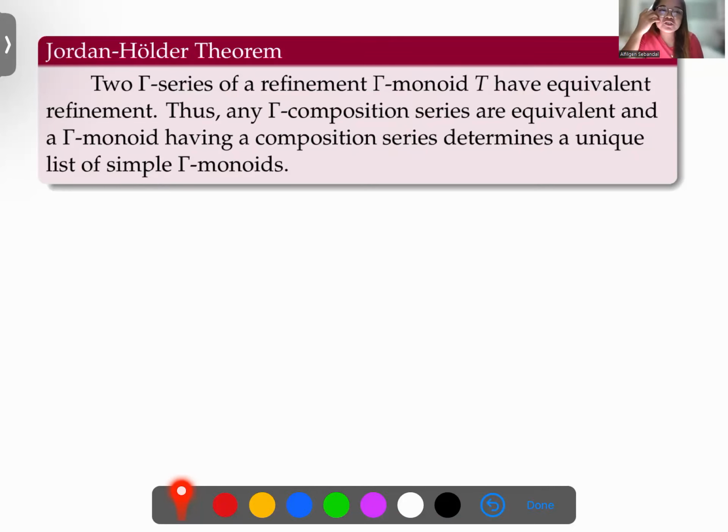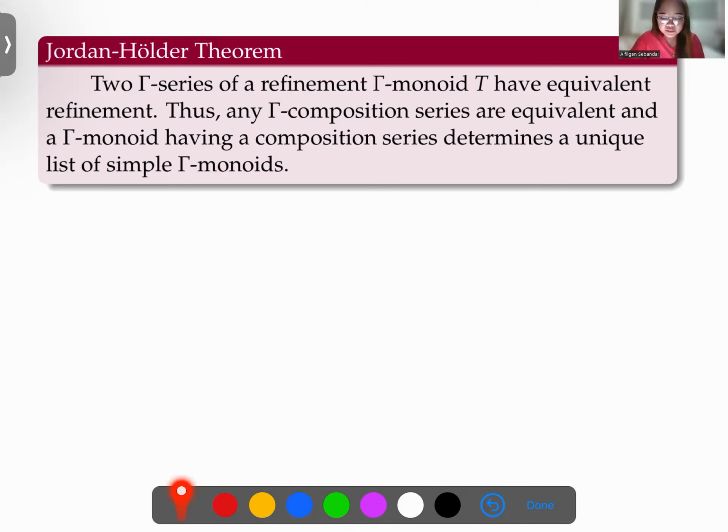This is the adaptation of the Jordan-Hölder theorem, which is the theorem found in group theory, which says that any Z-composition series are equivalent, and a Z-monoid having a composition series determines a unique list of simple Z-monoids, which also implies that for any composition series that we obtain, we have a unique length.